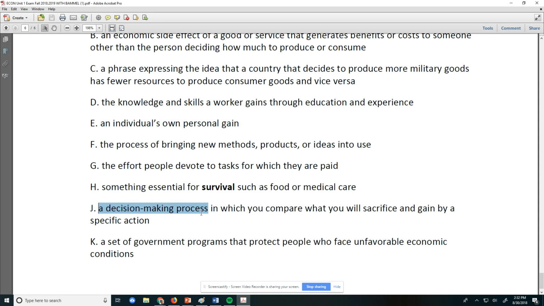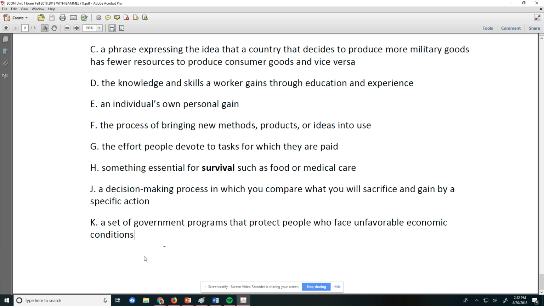J, a decision-making process in which you compare what you will sacrifice and gain by a specific action. Or K, a set of government programs that protect people who face unfavorable economic conditions. Your short answers should have been emailed or attached to your test.